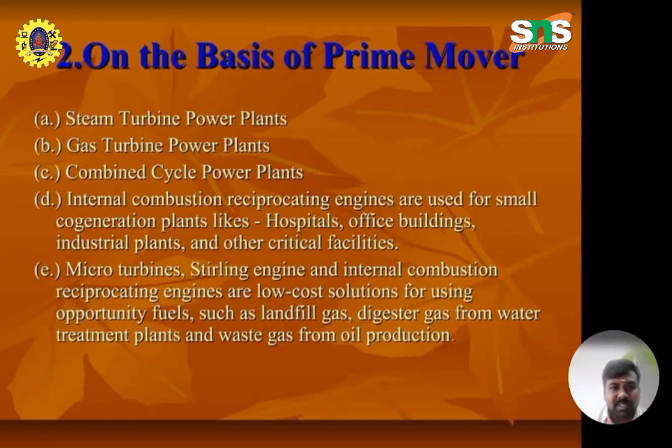Steam turbine power plant, that is the thermal power plant, gas turbine power plants, combined cycle power plants, and internal combustion reciprocating engines are used for small cogeneration plants like hospitals, office buildings, industrial plants and other critical facilities. These internal combustion reciprocating engines come under the diesel power plant. Then micro turbines, Stirling engines and internal combustion reciprocating engines are low cost solutions for using opportunity fuels such as landfill gas, digester gas from water treatment plants and waste gas from oil production.